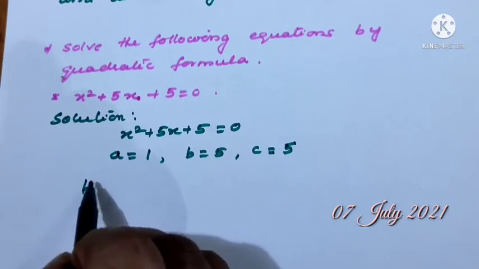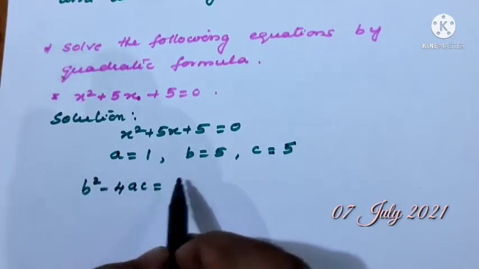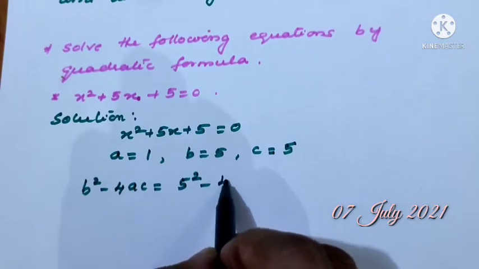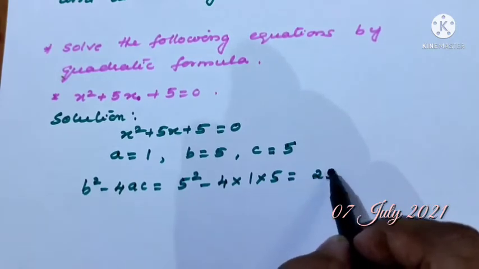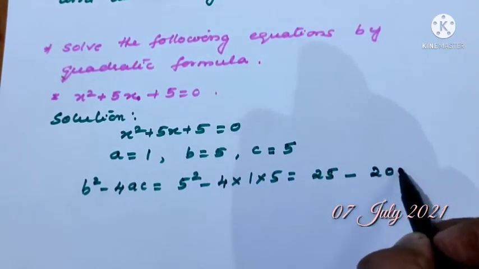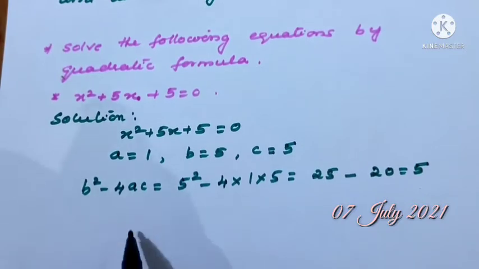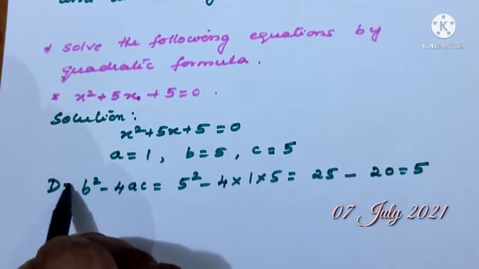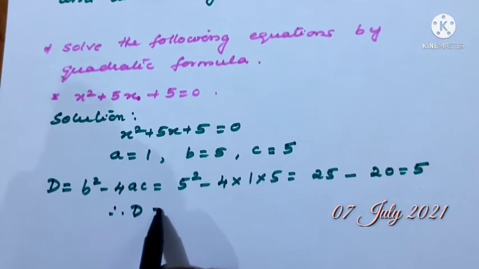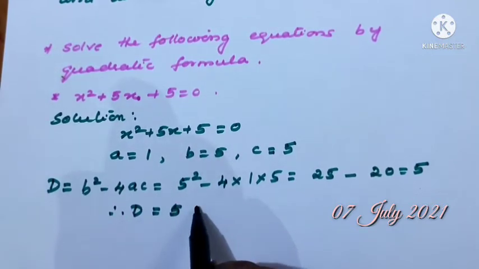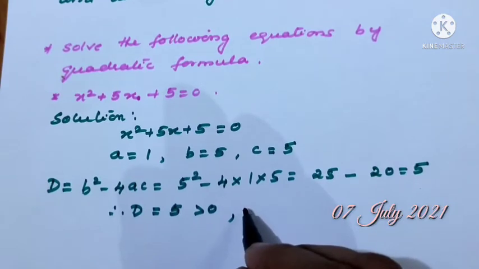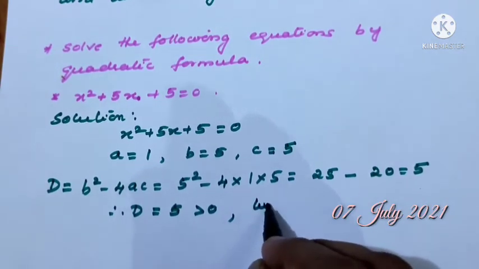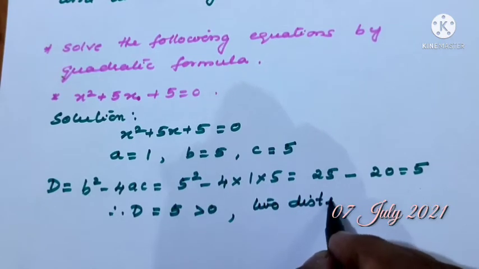Now the first step is b square minus 4ac. We will calculate. b square is 25, that means 5 square. 4 into a is 1 into c, that is also 5. So 25 minus 20, it is equal to 5. So I can write D itself here. So therefore D equal to 5 only. So 5 is greater than 0. So what is the condition? Even if it is not asked, it is the safer part to do. Okay. So it is greater than 0. So what is the answer? 2 distinct real roots.